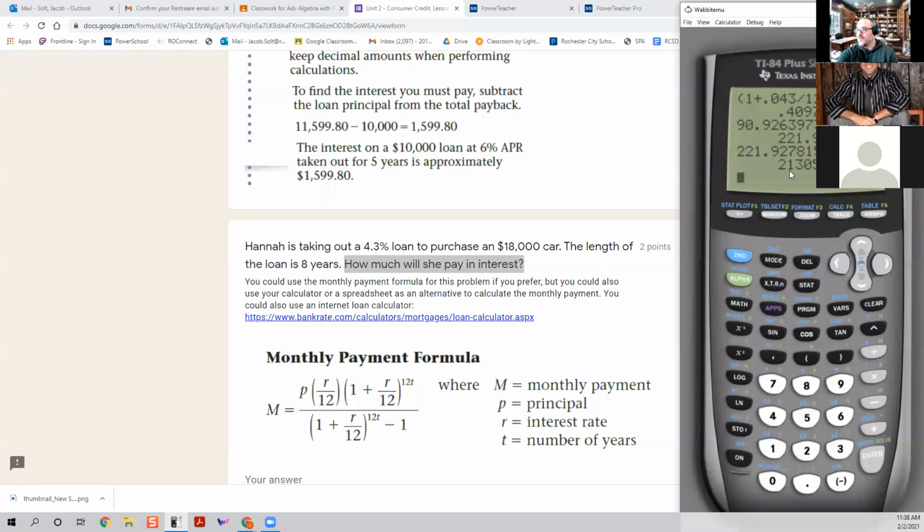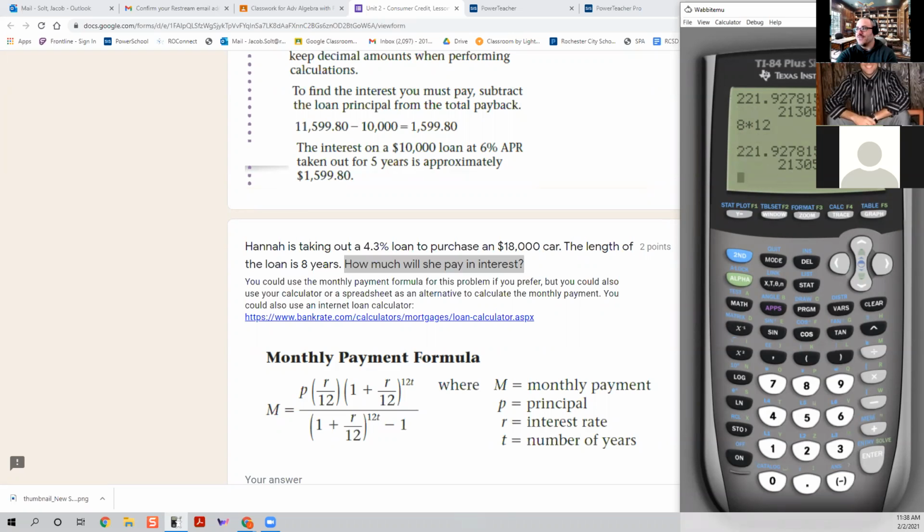I got 21,305. Wait, 8 times 12. Oh yeah, I see what you mean. You're saying that 8 times 12 is 96. Correct. So I could have absolutely gone up here and taken my monthly payment and multiplied it by 96 right off the bat and gotten the same. Then we're totally on the same page there. We see the same number. Doesn't matter.